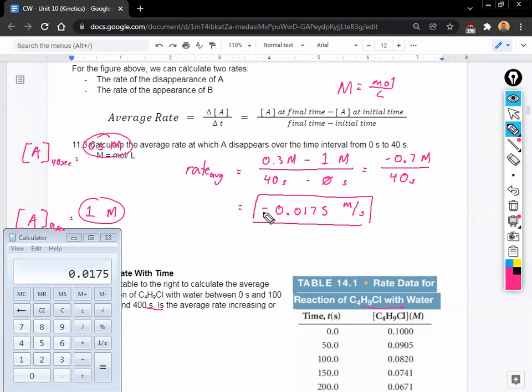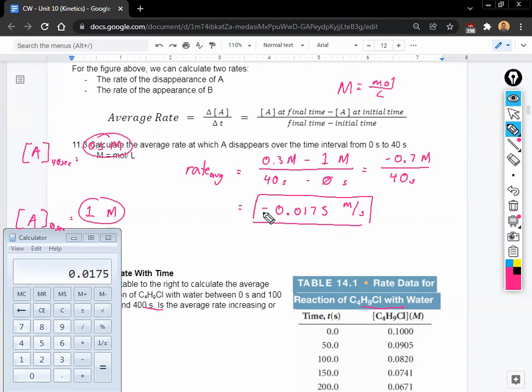So for B, since B is appearing, it's going to have a positive rate. I know I went through that really fast, just kind of went boom, bam, bam. But did you guys have any questions on any of the steps? Hopefully it's not too bad. Okay, so that's going to be the average rate.